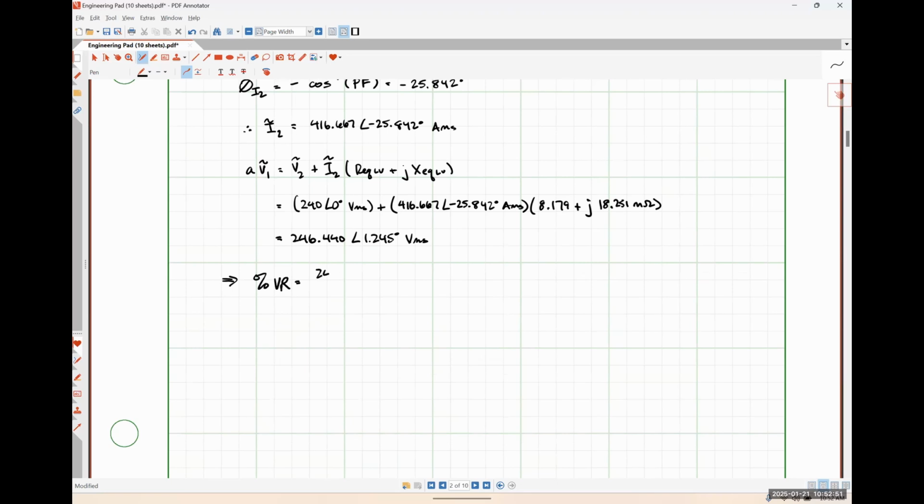And thus our percent voltage regulation is going to be 246.440 volts RMS minus 240 volts RMS, all over 240 volts RMS, times 100%, which gives me 2.683% voltage regulation. So this particular transformer does a pretty good job. The secondary voltage really only changed by 2.683% under those conditions.